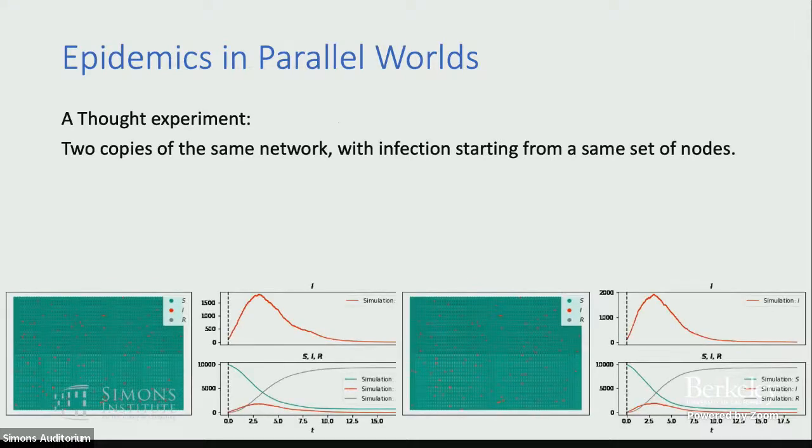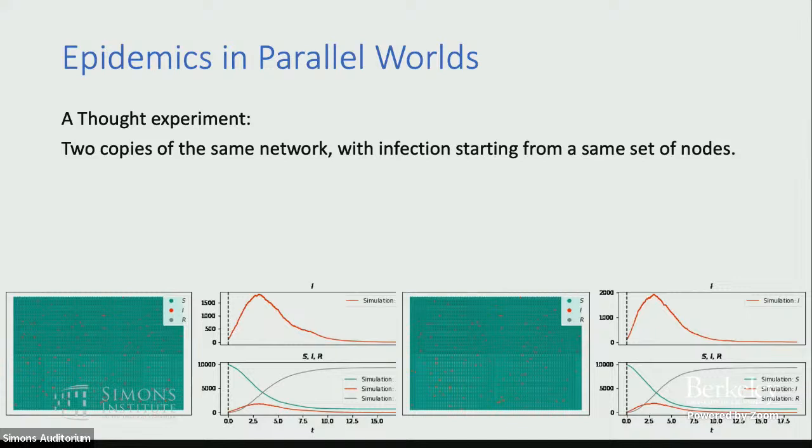Let's say we have two copies of the same city, and I'm looking at it at day 1 of an infection. I know exactly which people are infected. In both of them, it's the same set of people. But from now on, the infection is going to spread independently in these two parallel worlds. And because of the randomness of the infection, the set of people getting infected is going to be different.